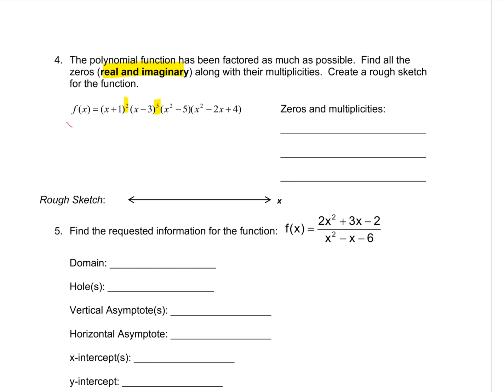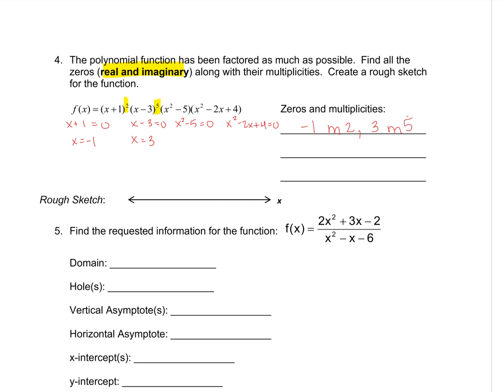So very first one, I'm going to put x plus 1, set it equal to 0, x minus 3 equal to 0, x squared minus 5 equal to 0, and then x squared minus 2x plus 4 equal to 0. So solve the first one and I get -1. So I know that x is -1 with a multiplicity of 2. This next one, I will solve it to get x equals 3, but it has a multiplicity of 5.